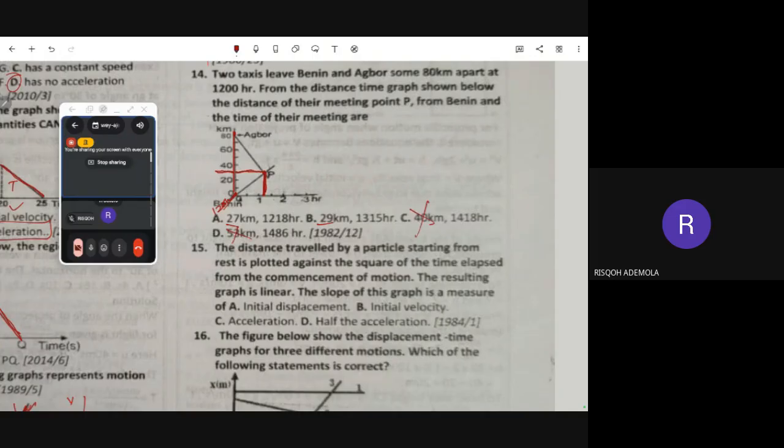We have 1 hour, 2 hours, 3 hours. This is going to be 1.5 hours. This is like half of it. The most correct answer is going to be B.